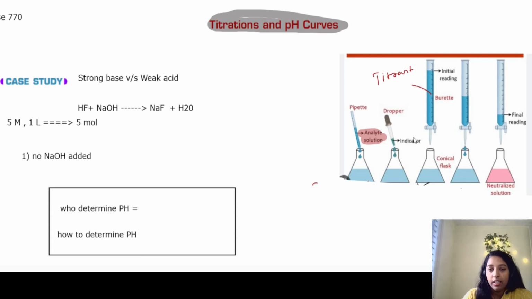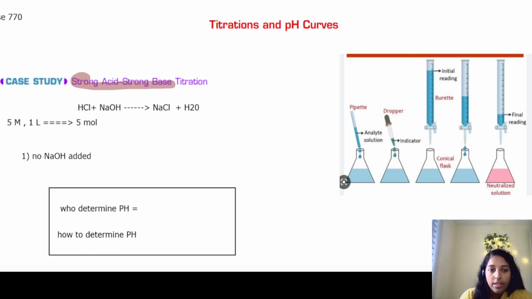Okay, so let's see stage by stage. Here we are first dealing with a strong acid, strong base titration. As an example, I am just taking HCl and NaOH. In the reaction, NaCl and H2O are formed. Here I am giving the molarity, because I told you my purpose is to get the idea about pH. So I am giving the concentration, like 5 molar, 1 liter HCl. Suppose I have that, so initially I have 5 mole of HCl.